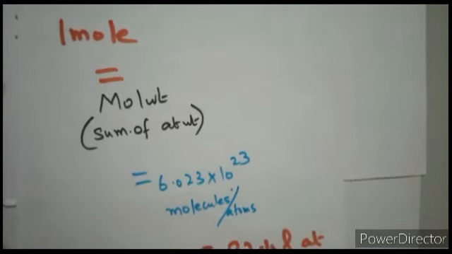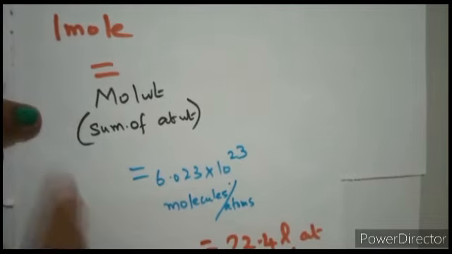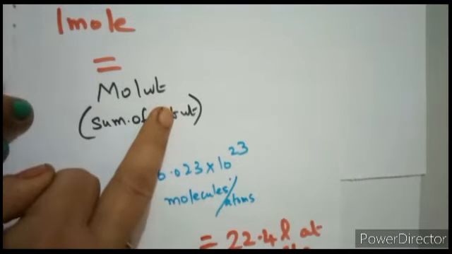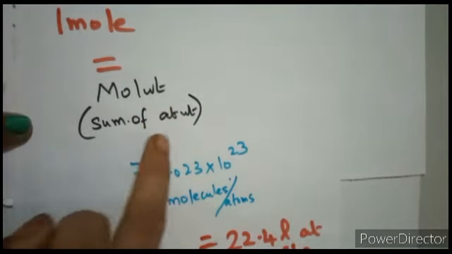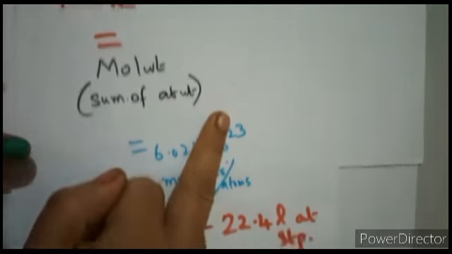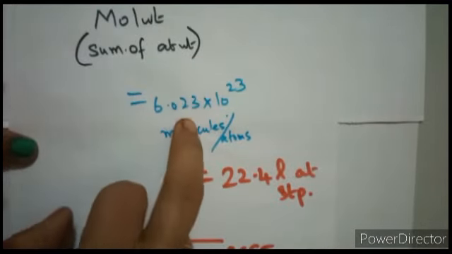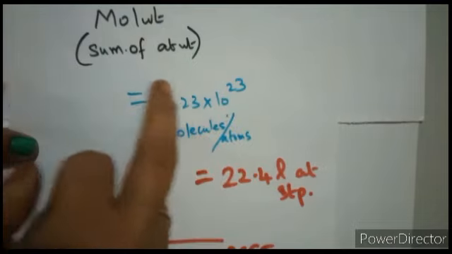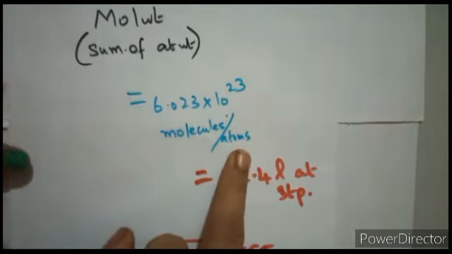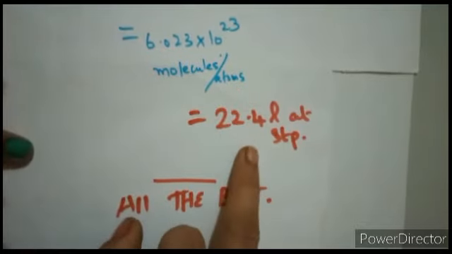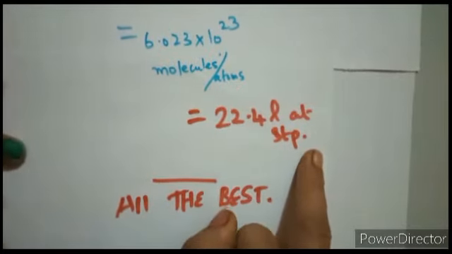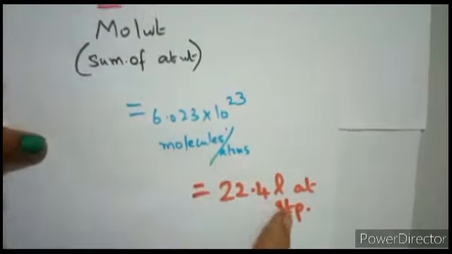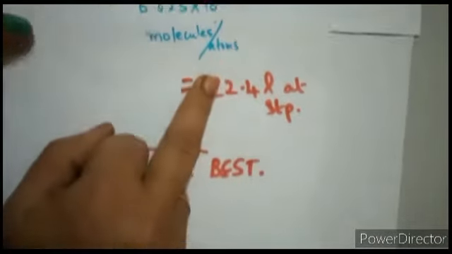Let us consolidate whatever we have studied so far. So 1 mole is nothing but the molecular weight of a molecule, which is nothing but the sum of atomic weights. It is also equivalent to Avogadro number of particles. If it is a molecule, we use the term molecules. If it's an atom, we use the term atoms. It is also equal to the molar volume at STP. So all these are equivalent terms, and interconversions between each one is possible.